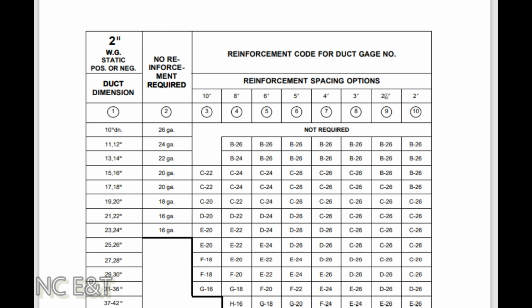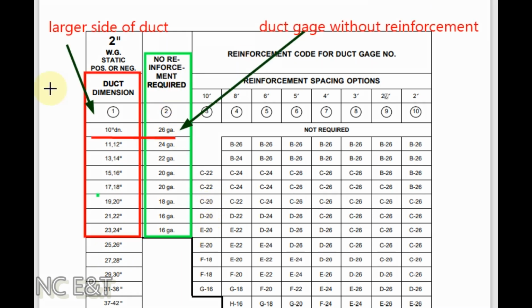fabrication of 2-inch water gauge pressure class, you can see from this construction table that the first column shows the larger size of the duct, and the second column shows the duct gauge without reinforcement. If we have the larger side of the duct 10 inches, then we need to use 26 gauge thickness of the sheet for fabrication of this duct without reinforcement.